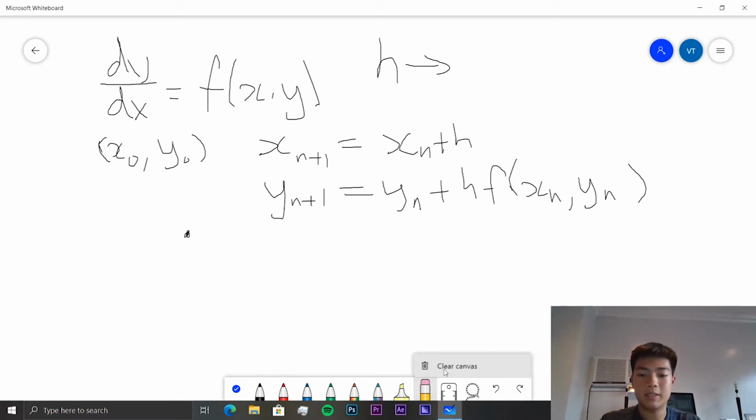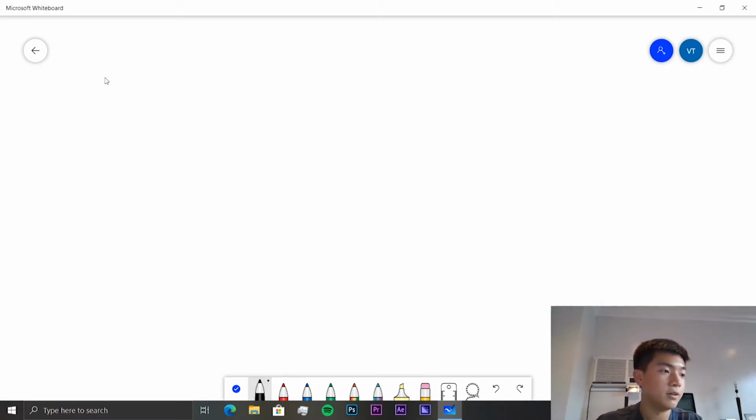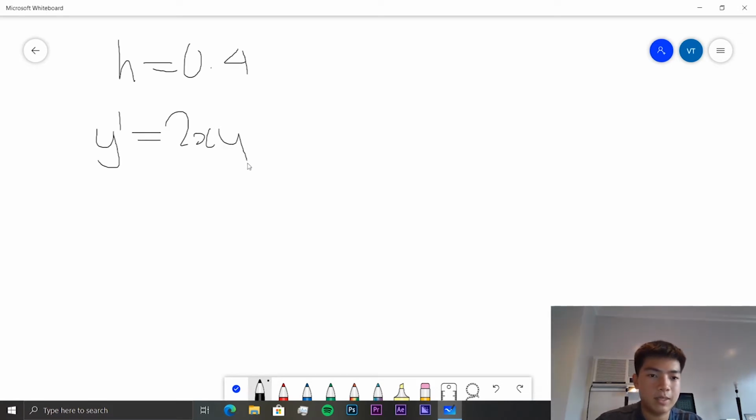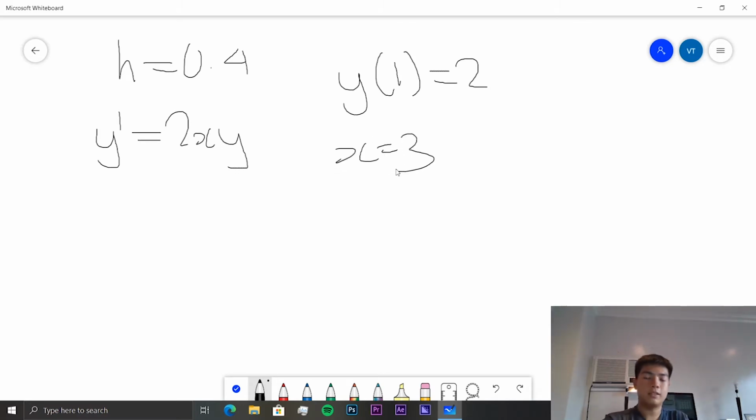So let's jump into some questions involving this, and we only have two. First, use Euler's method with a step size of 0.4 to approximate the solution. Remember, if you use Euler's method, we're only approximating the solution, and so we need to solve this differential equation. We're given that y of 1 is equal to 2, and we need to solve it at x equals 3. Of course, we could solve this equation normally, but it's good practice for using numerical methods on an equation that we're familiar with.